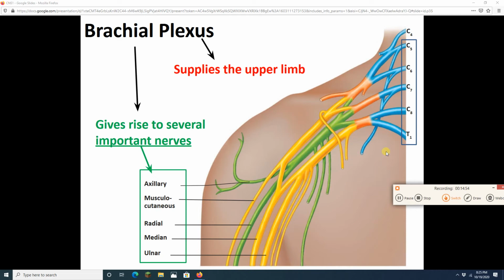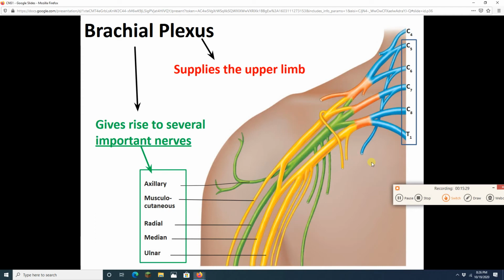It'll talk about trunks and divisions and cords. We're not doing that. We're jumping all the way to the nerves. There's a bunch of important nerves that come out of the brachial plexus, and they are all going to your arm. Check them out. Axillary, well, you can probably figure out where that one's going. Armpit, shoulder region. Musculocutaneous, well, muscle and skin, but that doesn't tell me too much. Radial, I know that's the thumb side of my forearm. Ulnar, that's the pinky side of my forearm. And then median must be in the middle.